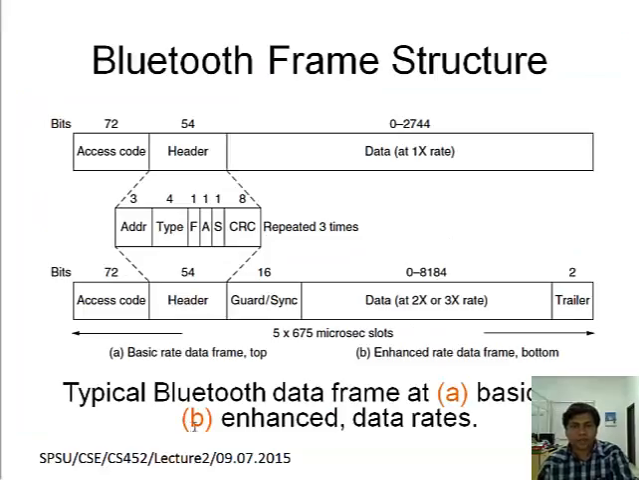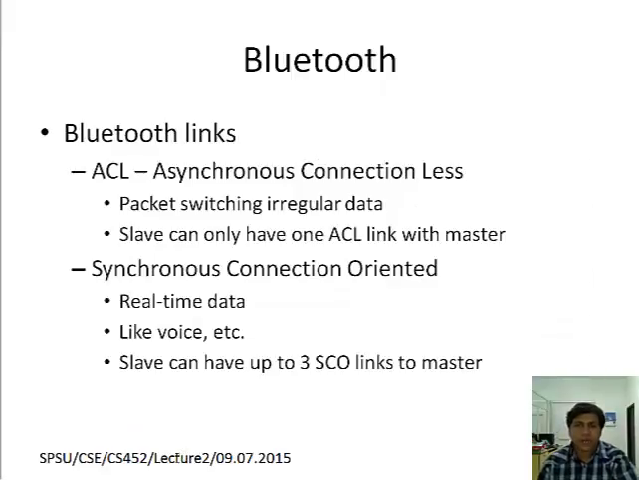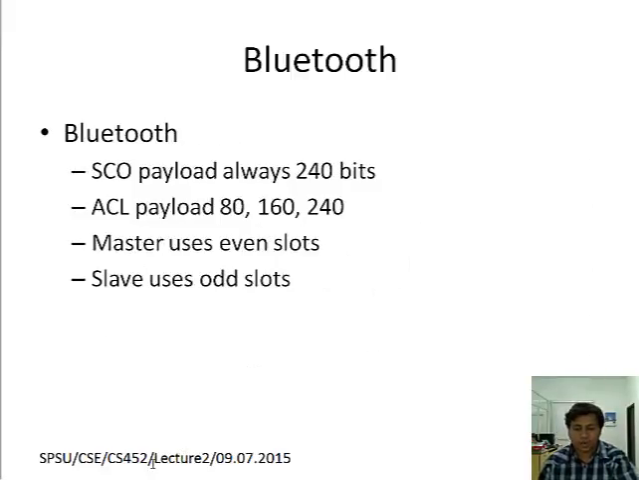Now we have already discussed L2CAP and the Bluetooth frame structure, so let's come to the Bluetooth applications. These are the different types of applications. We have seen car audio and different device communications. You can transfer files, audio, video, everything with Bluetooth. But it's a low power personal area network.